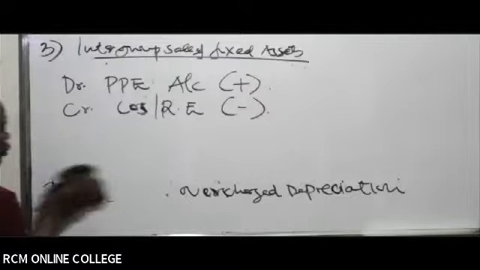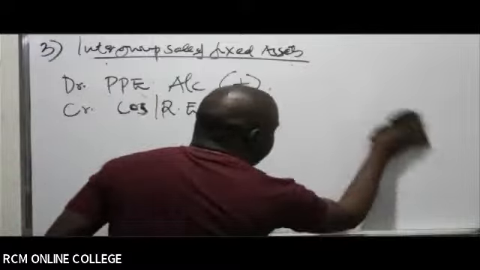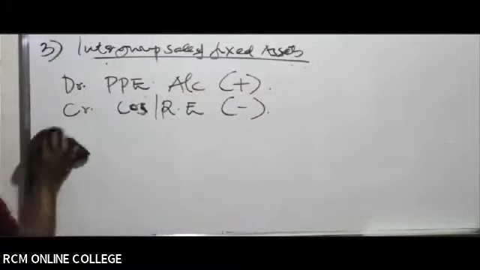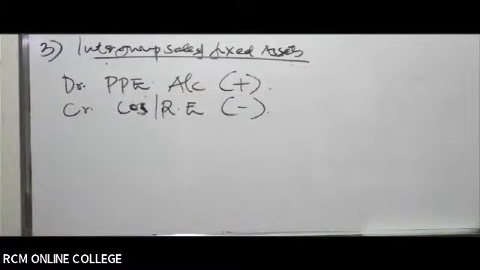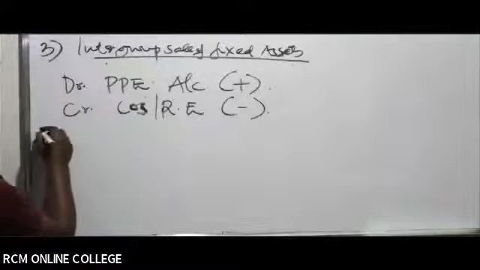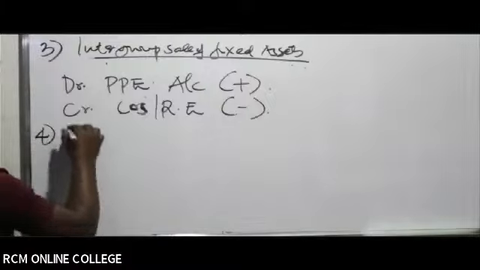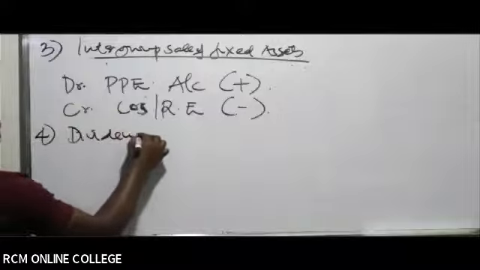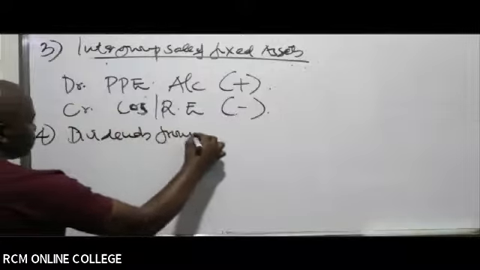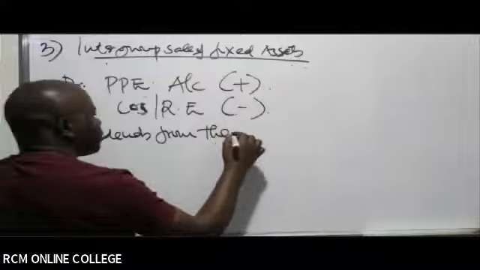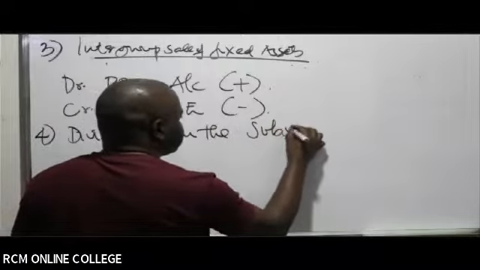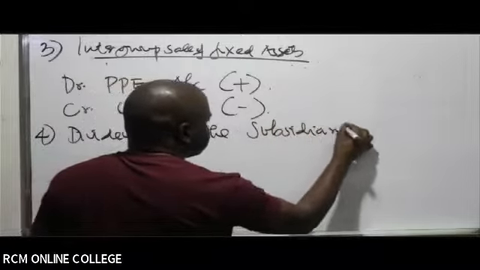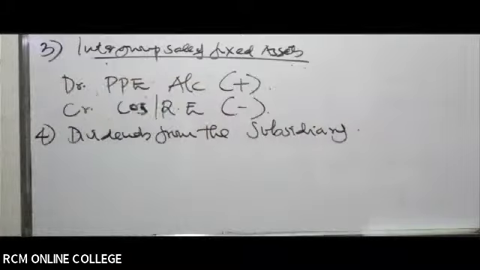So now in this case, you can go to number 4. Number 4 is dividends from the subsidiary. Dividends from the subsidiary. We have dividends from the subsidiary.